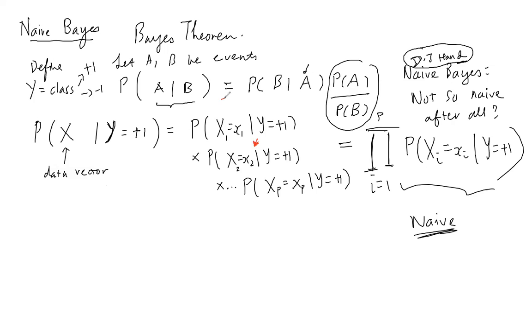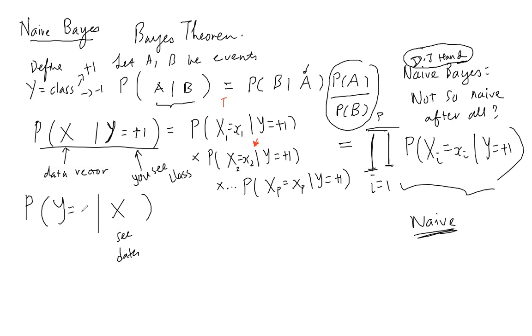Then, if you apply Bayes' model here, what you get is the following. Of course, this is if you know the class. But in a prediction setting, you don't see the class, you see the data. You want to ask what is the chance that the class label is plus one or minus one. You see data and you want to predict the class label. So this is what we want, and this is what we know. How do we connect these two quantities? We connect them using Bayes' theorem.